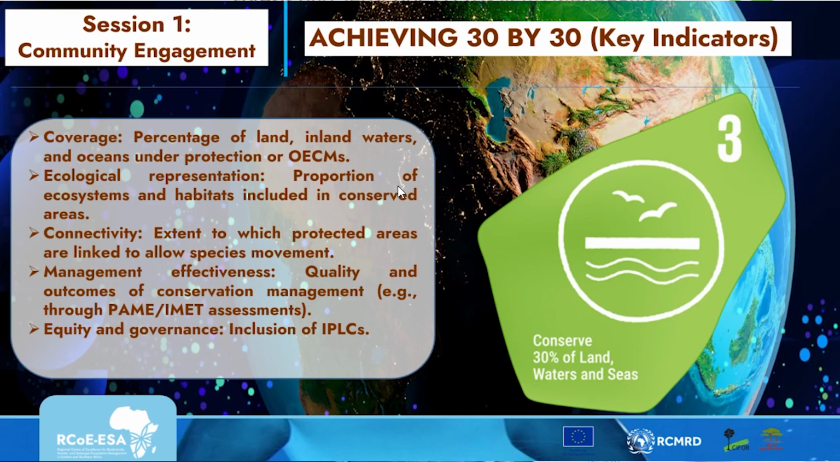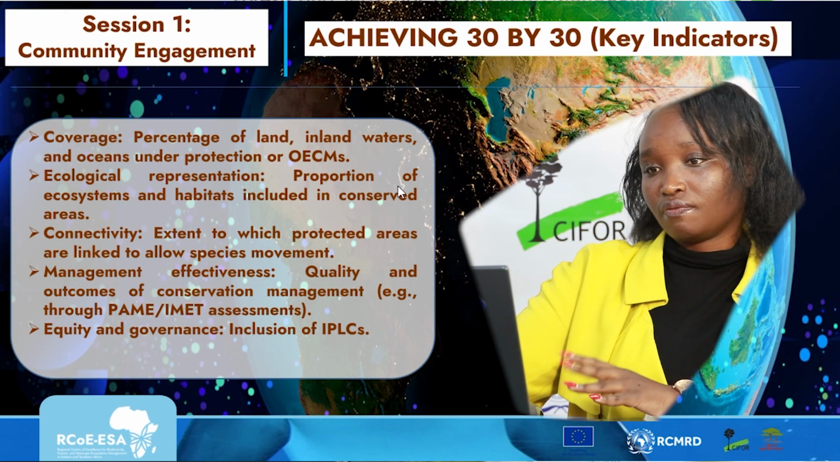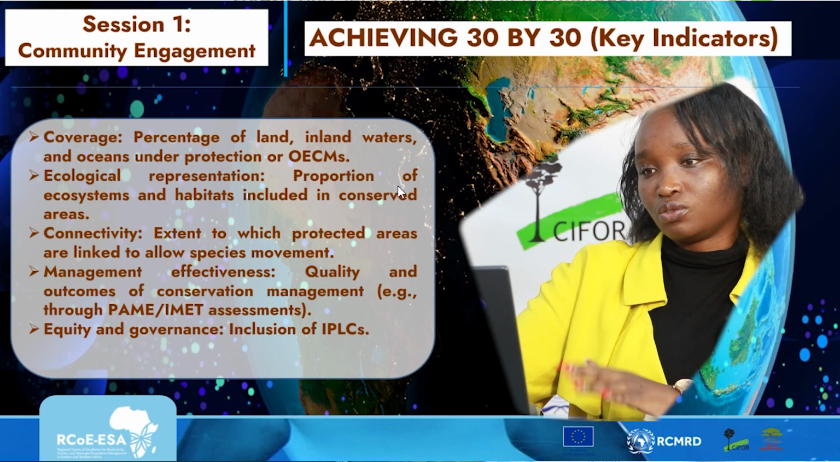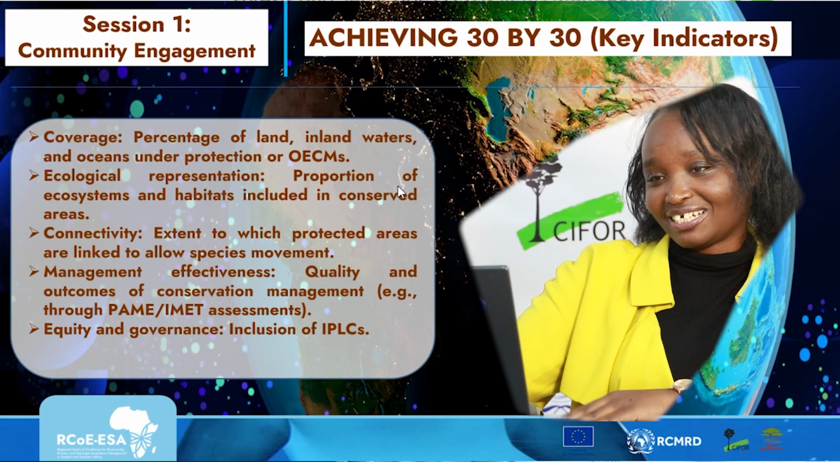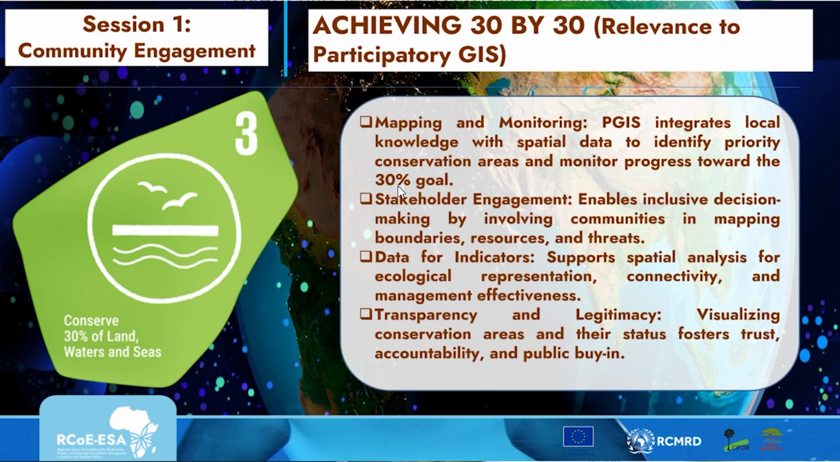So achieving 30 by 30, we have key indicators of these targets. There is coverage, that is the percentage of land. Then ecological representation, the proportion of ecosystems and habitats included in conserved areas. There's connectivity, there's management effectiveness, there's equity and governance of these areas.